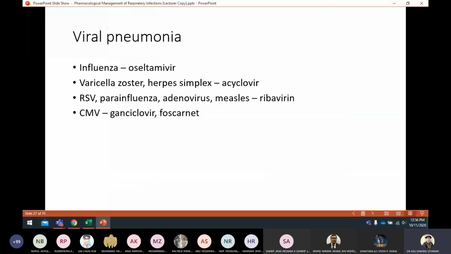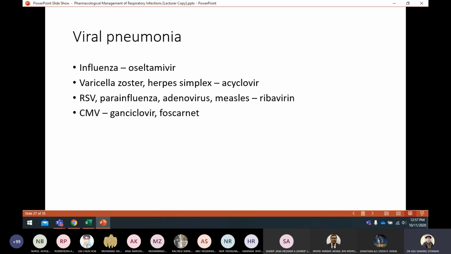So viral pneumonia is usually caused by these organisms, influenza viruses. There are instances where viral pneumonia is also caused by herpes simplex or varicella zoster. There are situations where you have the respiratory syncytial virus, parainfluenza, adenovirus, or measles. And in Malaysia, for those viruses, the choice of treatment is ribavirin. And lastly, you have CMV, which can also be treated with ganciclovir.